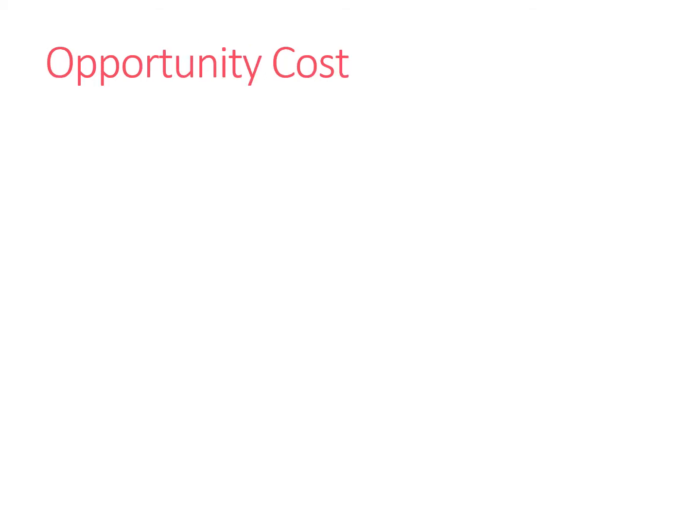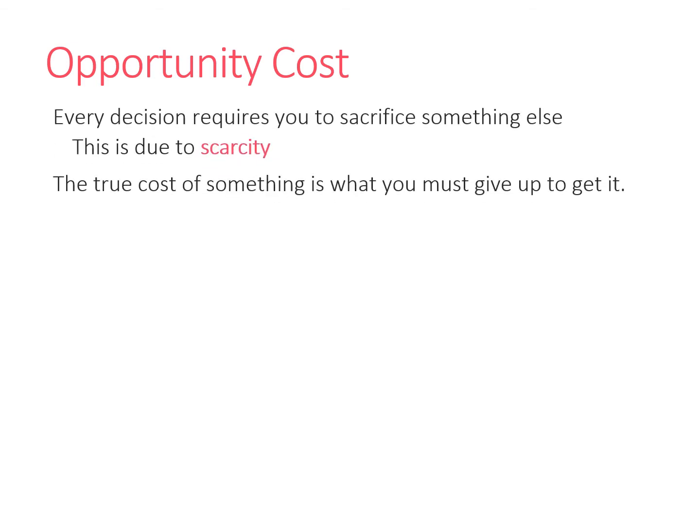Okay, so first let's talk about the idea of opportunity cost, because it's really critical. Understand that every decision requires you to sacrifice something else. And this is all because of the idea of scarcity. Scarcity, remember, is the idea that everything is limited. All resources are finite. So in economics, we often think that the true cost of something is what you must give up to get it. It's what you have to sacrifice. Things don't just cost the amount of money that you spend on them. They also cost the other things that you could have potentially spent that money on.